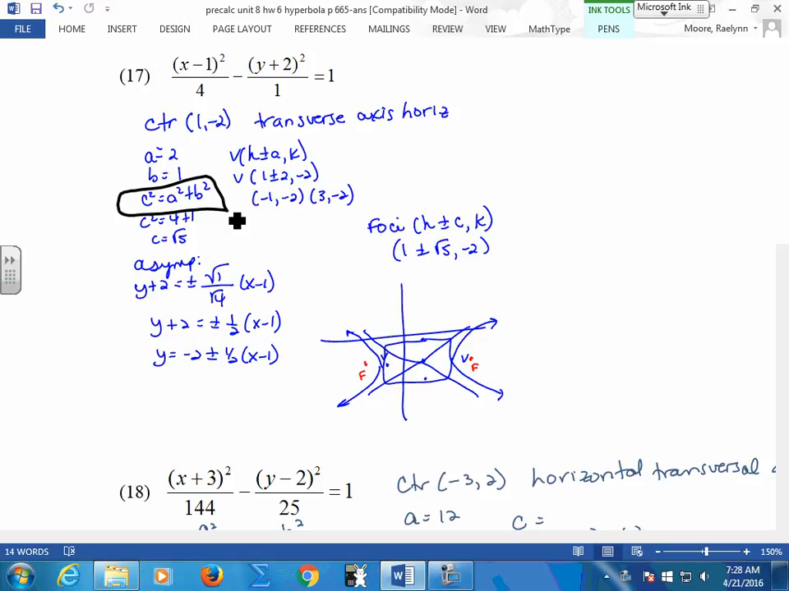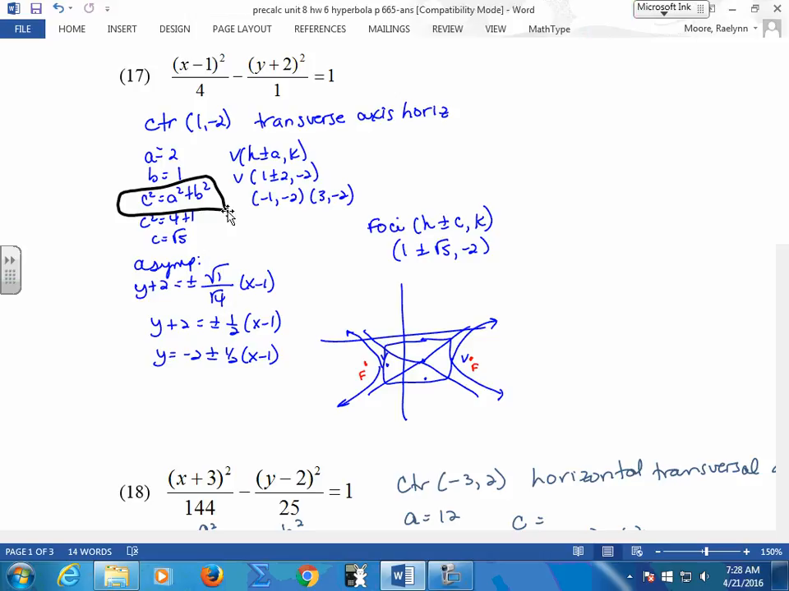It's a minus. The rest should pretty much work the same, and your asymptotes. Your asymptotes are just two equations of a line, a plus and minus. You don't have to resolve that. You can leave it plus and minus. So you tell me if you have any questions. Okay?